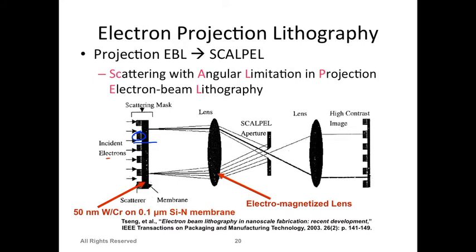There is another variant of the standard E-beam lithography. It's a difficult name. We call it SCALPEL. It's scattering with angular limitation in projection electron beam lithography. Okay, it's a long name. You don't have to memorize it. But what we are trying to achieve with that kind of modification is to actually improve the throughput of the E-beam lithography system.